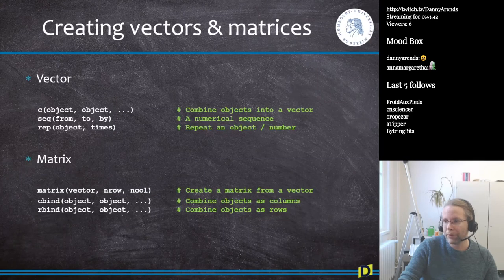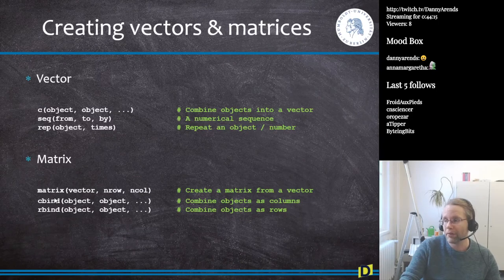We also have the rep function. The rep function just repeats a certain object a number of times. So if I say rep A, 5, then I will get a vector which has 5 A's in there. Matrices can be made in two different ways. The first one we already saw: I can use the matrix function, give it a vector of numbers that it should put into the matrix, and then tell it the number of rows and the number of columns. I can also use the cbind function or the rbind function.